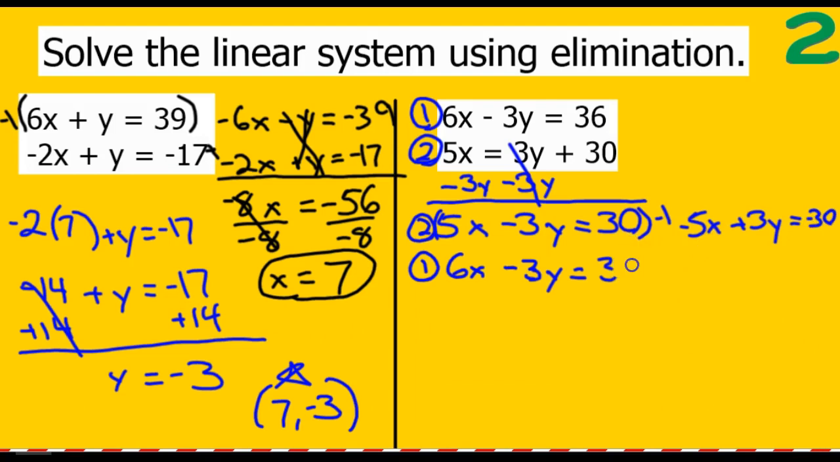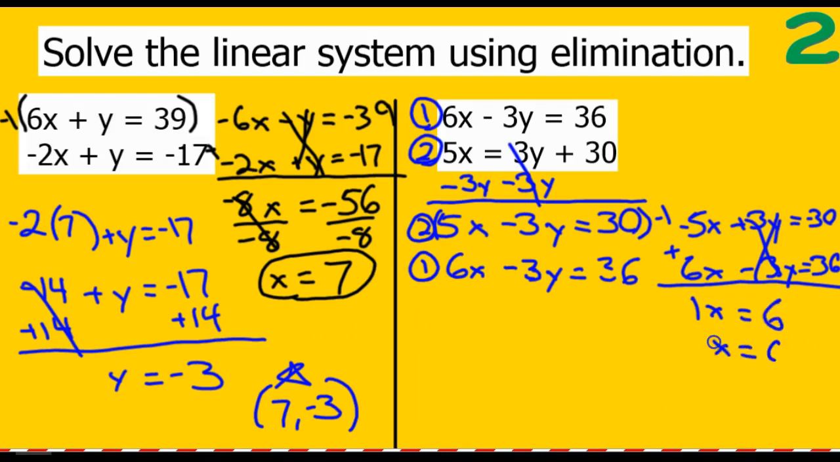Oh, this one should be 36. And 6x minus 3y equals 36. So then if we add these two, we have negative 5 plus 6, which gives us a 1x. Plus 3 minus 3 cancels out. And negative 30 plus 36 gives us a positive 6. So x equals 6.